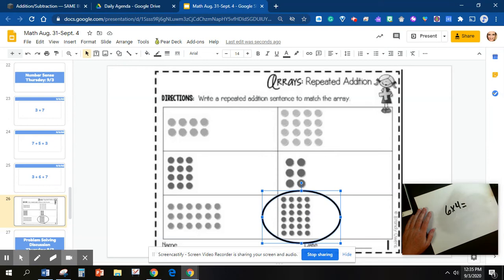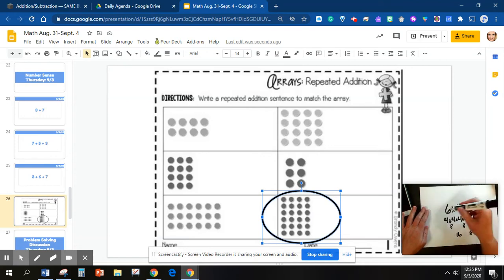You could skip count by 4s 6 times. 1, 2, 3, 4, 5, 6. That might take a while. Or you could say 4 plus 4 is 8, 4 plus 4 is 8, 4 plus 4 is 8. 8 plus 8 is 16. 16 plus 8 is 24. Or you could know your multiplication facts and say 6 groups of 4 is 24.